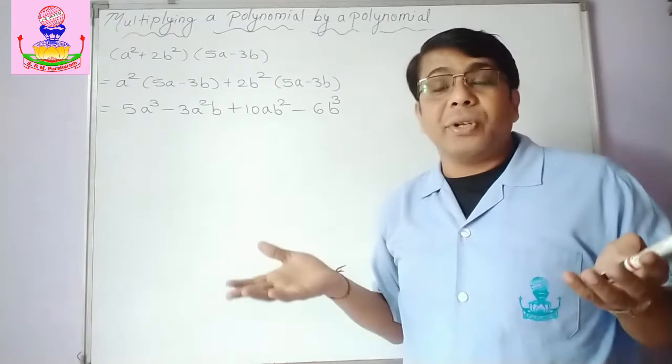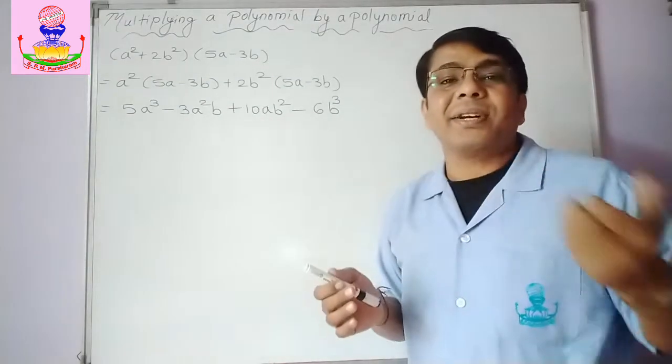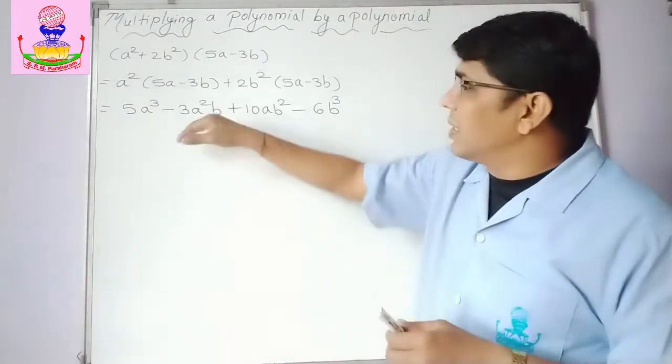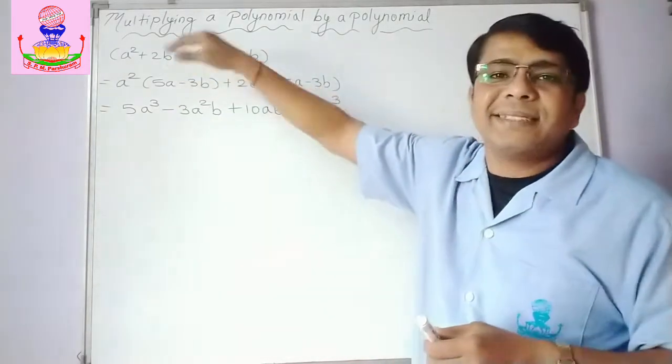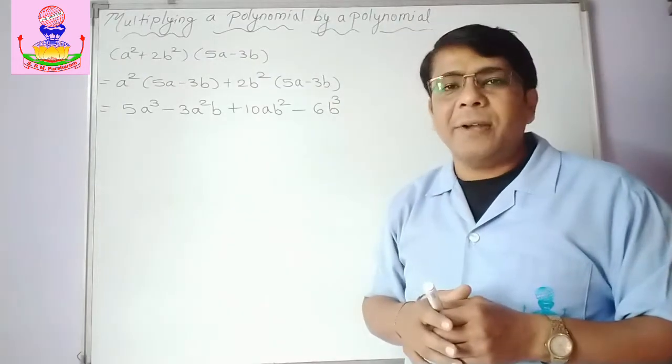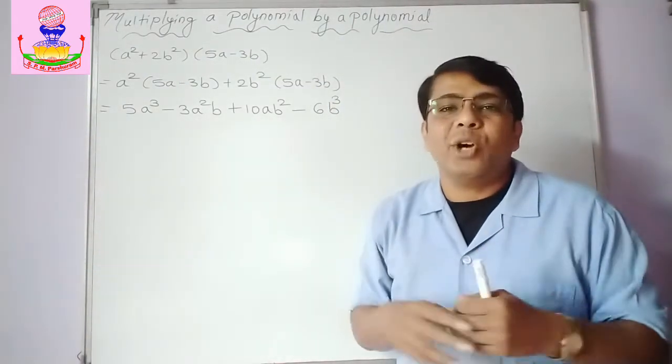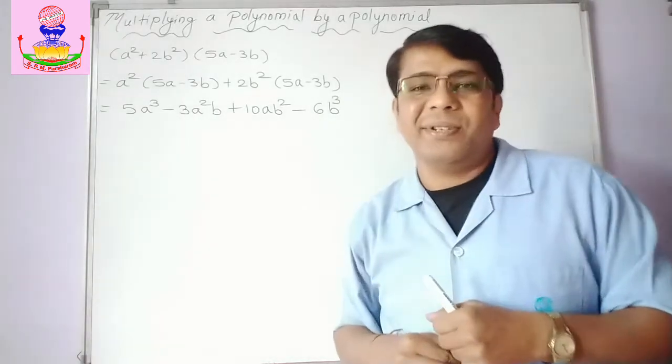So when there are similar terms, the terms of the final answer are reduced. But when there are no similar terms, you will get the same number of terms as they are in the multiplication. Okay. Now let us say multiplying a binomial by a trinomial. Okay.